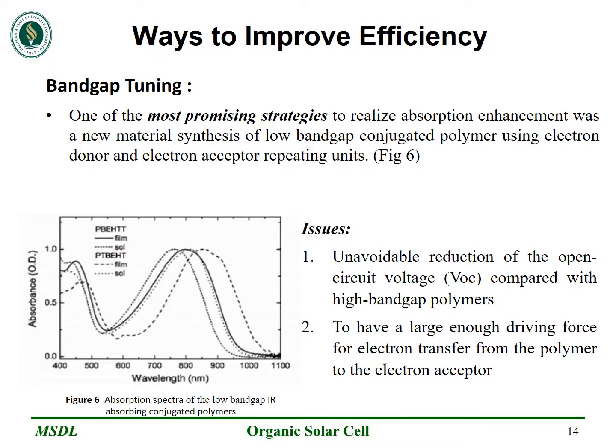There are several issues associated with low bandgap conjugated polymer PV cells. First, unavoidable reduction of VOC compared with the high bandgap polymer. This occurs because the VOC is related to the energy difference between the LUMO of the electron acceptor and the HOMO of the electron donor. Second, to have large enough driving force for electron transfer from the polymer to the electron acceptor. This means the LUMO of the electron donor must be closer in energy to vacuum than the LUMO of the electron acceptor in order to have enough driving force for exciton dissociation at the interface of the electron donor and acceptor.